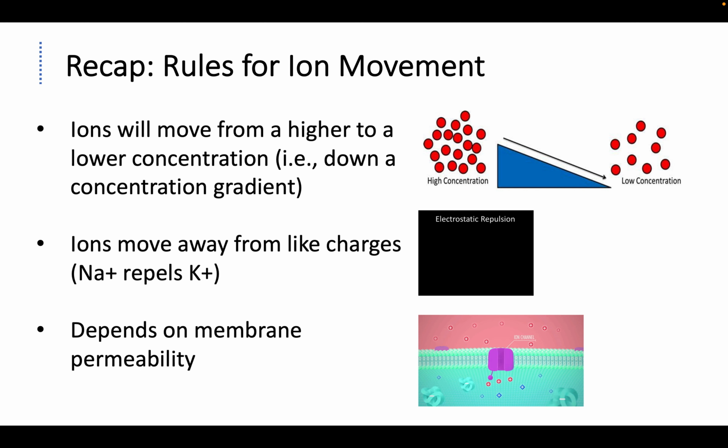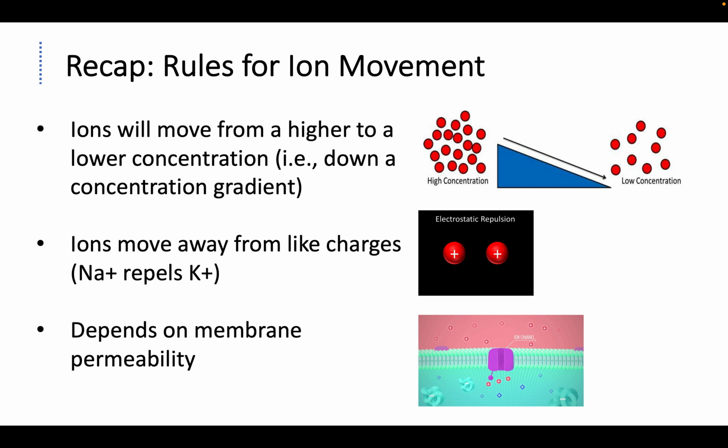Okay, so if we review here, we have three main factors that influence how our ions move. You can have ions moving from high concentration to low concentration, right, down a concentration gradient, or up a concentration gradient, from high to low and low to high. You have the electrical driving force as well. So like charges tend to repel each other. So sodium is going to be repelled by other positively charged ions, and it would be attracted to negatively charged ions.